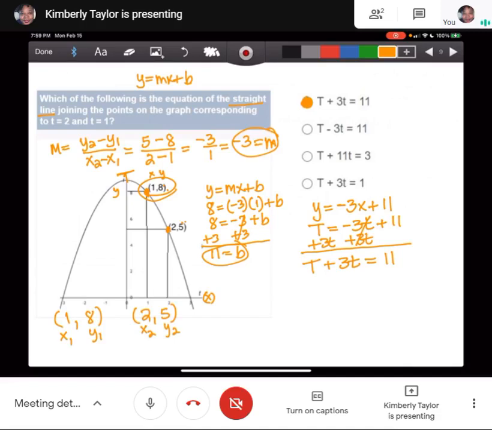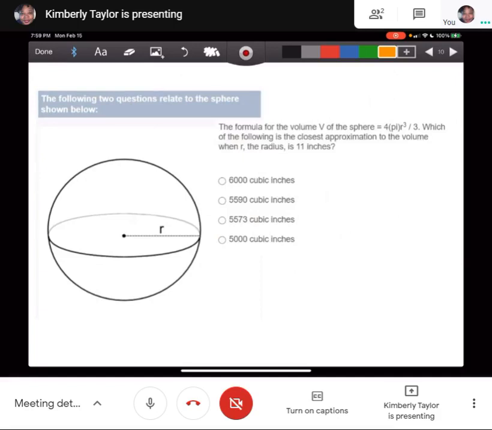All right, let's keep going. So for this question, it says the following 2 questions relate to the sphere shown below. So the formula for the volume of a sphere is 4 times pi times r cubed, or to the 3rd power, divided by 3. Which of the following is the closest approximation to the volume when r, the radius, is 11 inches?